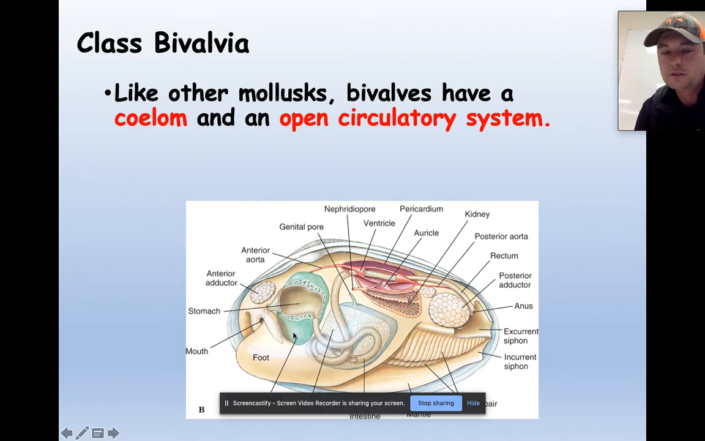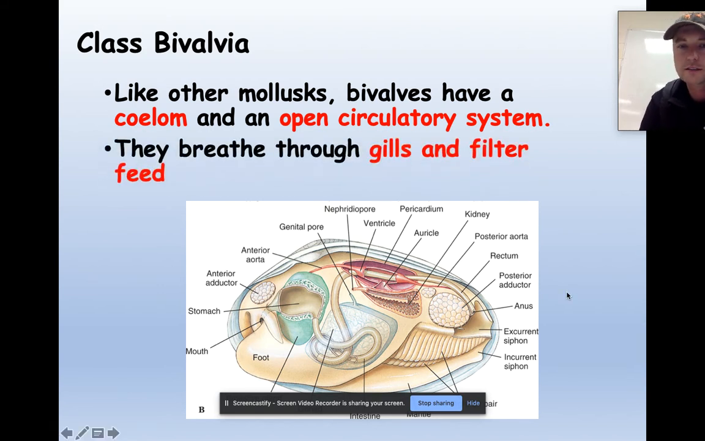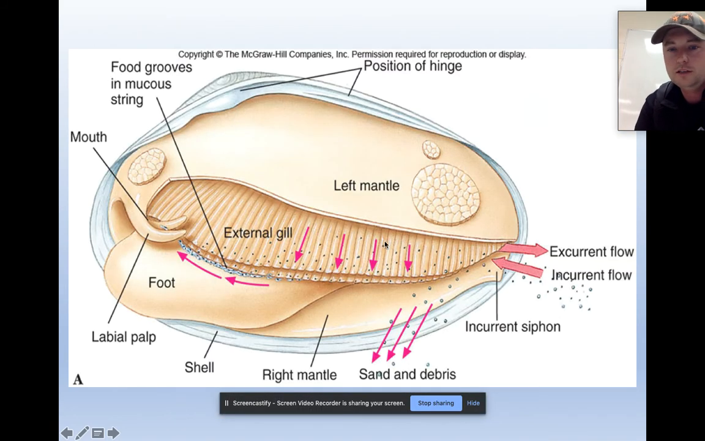But again, you'll notice that there's no connecting tissue. So there are sinuses all throughout the visceral mass, where this blood will just sit there and diffuse in and out as it needs. It's kind of a neat thing. Again, they're going to breathe through their gills and filter feed. This slide here shows the movement of water. Water goes in the incurrent, goes across the gills, and then essentially goes out. The excurrent carries not only the water that blew in, but also any metabolic waste and carbon dioxide.